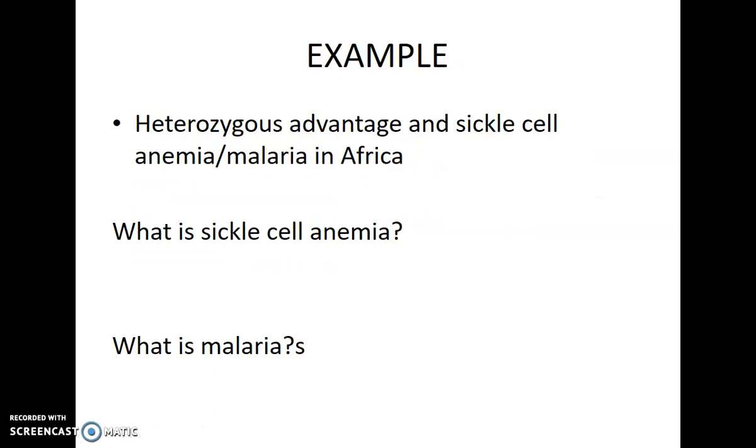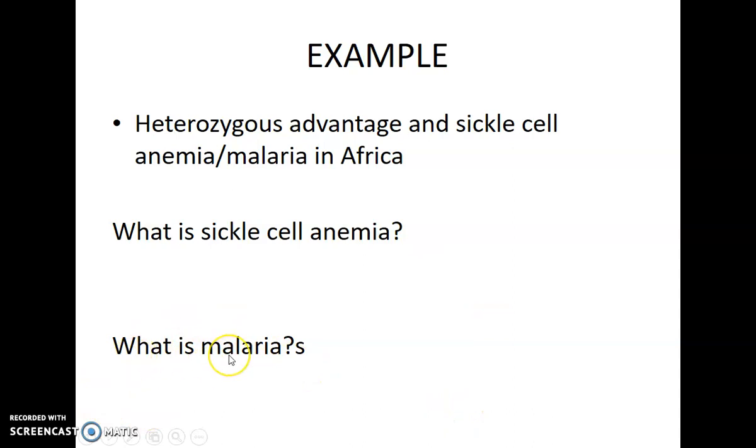Okay, we're going to describe a real example of this: the heterozygous advantage in sickle cell anemia and malaria in Africa. So we talked about sickle cell anemia. Sickle cell anemia is a genetic disease caused by a substitution mutation that causes hemoglobin to fold wrong, and as a result, the red blood cells are sickle-shaped, and they don't carry oxygen as well, and they also tend to clump together and can cause clots.